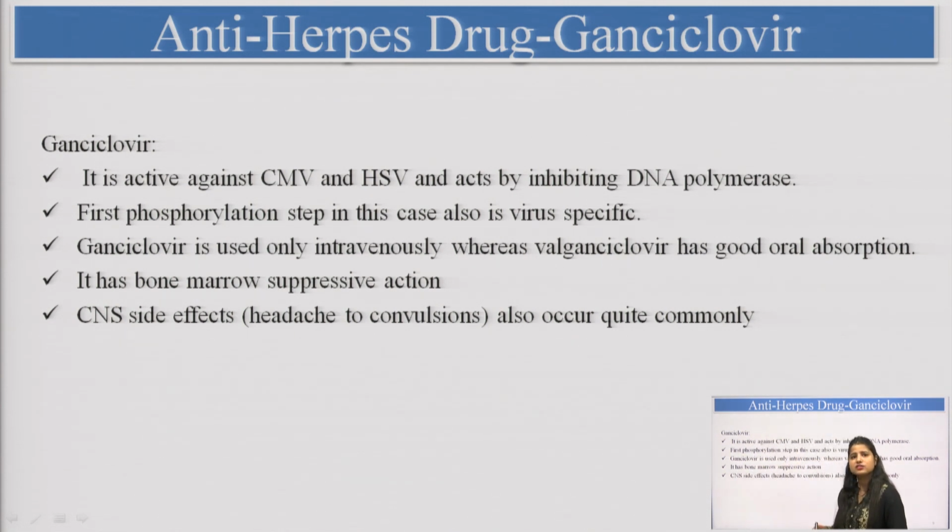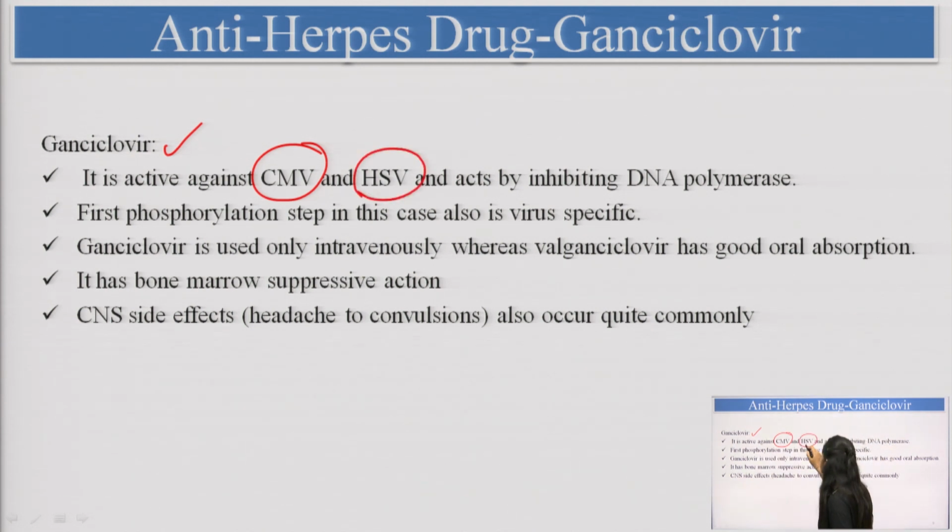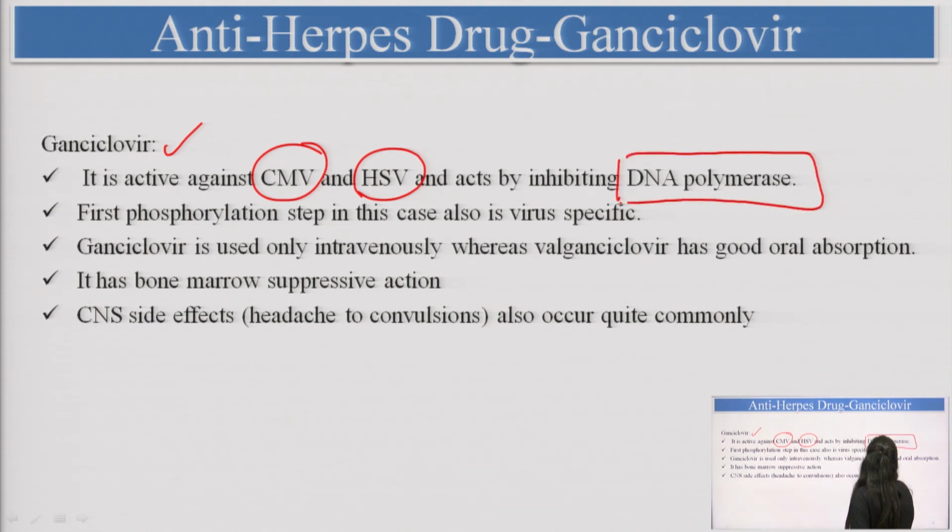Ganciclovir is another congener of acyclovir. It is effective against CMV, cytomegalovirus, for which acyclovir is not effective, and also HSV, herpes simplex virus. It acts by inhibiting the same DNA polymerase. These congeners form metabolites that have a structural resemblance to some of the nucleotides. They will be incorporated into the DNA and cause chain termination.